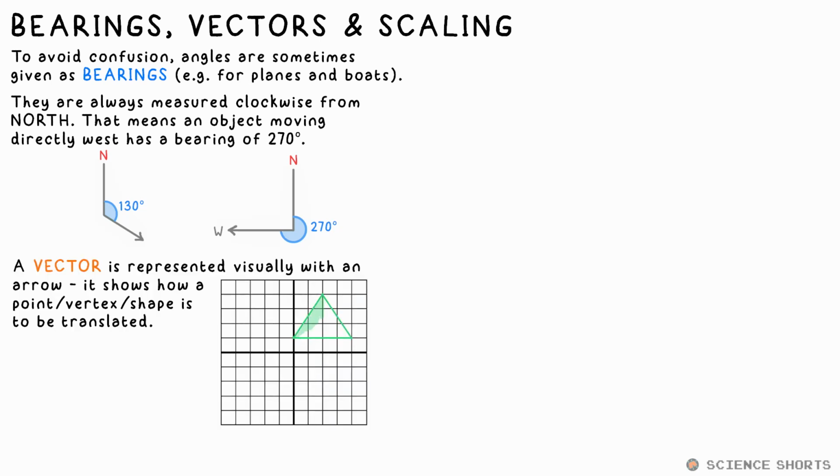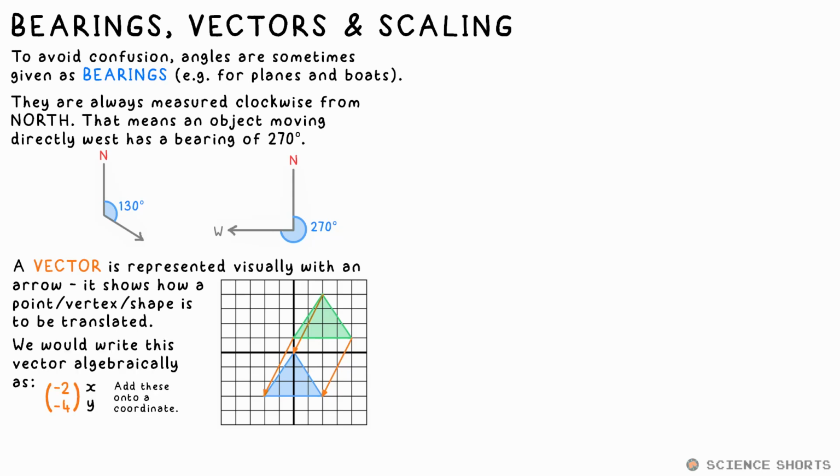A vector is a line that has a specific length and direction. It shows you how far something has moved and in what direction. It can show you how something's been translated. It can also be represented algebraically by 2 numbers over each other in brackets. The top number is the length of the vector in the x direction, bottom in the y. To translate a point, just add the vector values onto the coordinate. Careful though, there might be negative numbers. To translate a shape with a vector, just apply the translation for each vertex and join up the dots.